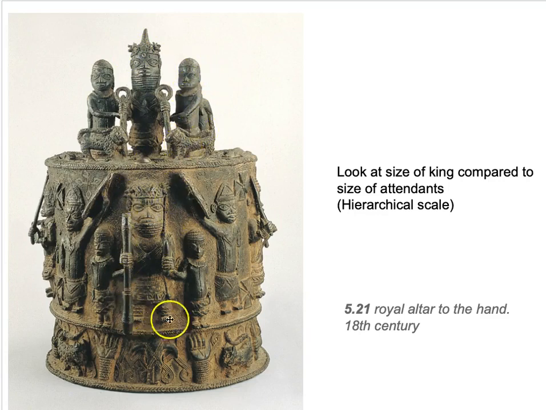And down here, I don't know if this is another rendering of the king or just another important person, but if you look at this guy compared to these guys, he's a lot bigger, isn't he? And maybe these are children, I don't know. But even in this case, you can see his head is enormous compared to these guys. And funny, the title of this thing is Royal Altar to the Hand. And these are hands down here. Do you see them? And those two are not in the correct scale.